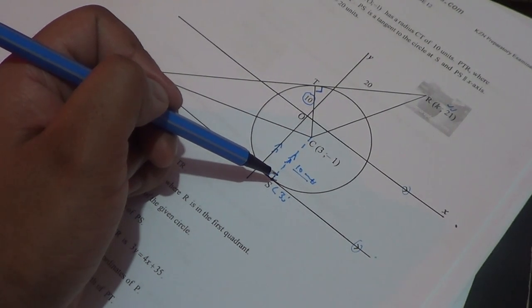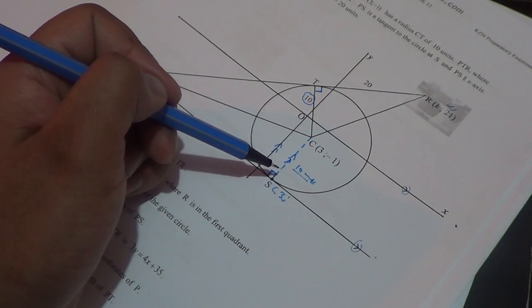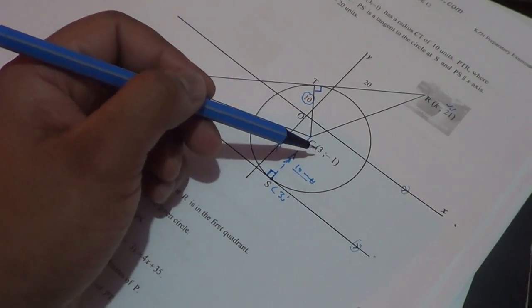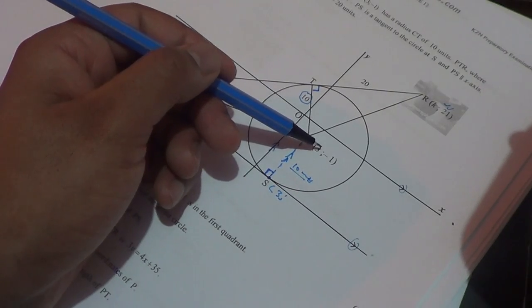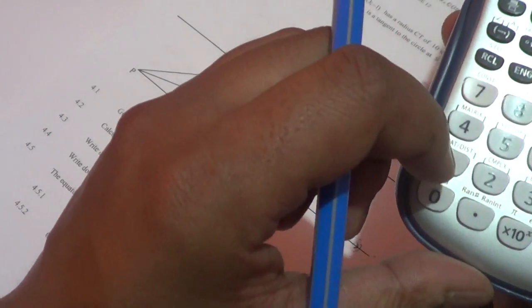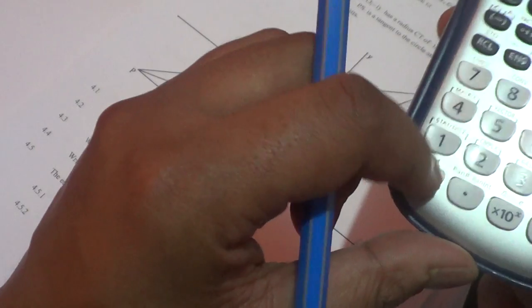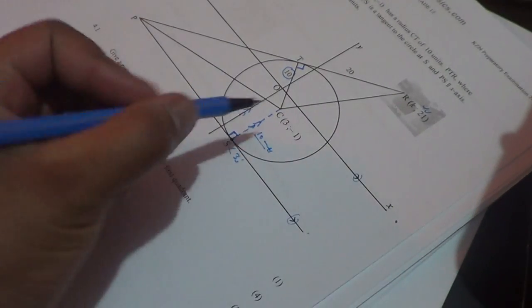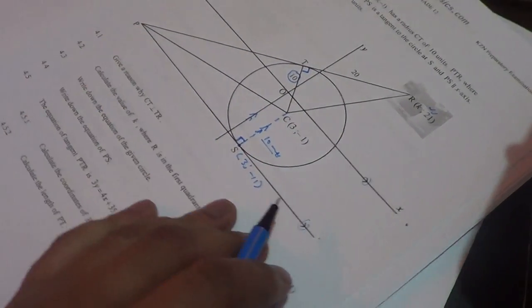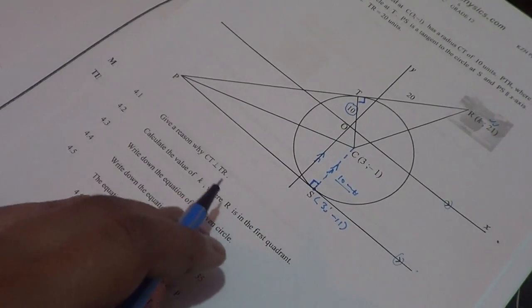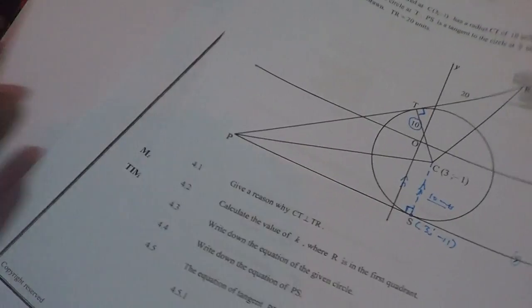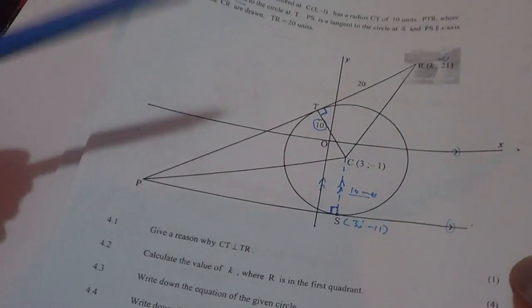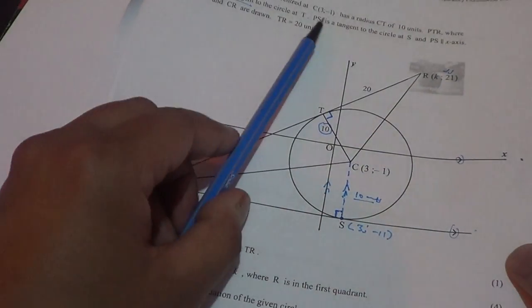If we want 10 units from minus 1, we're just going to take it as 1 plus 10, which is 11. So this is going to be minus 11 by using our radius there. So we already have those coordinates. So always work as best as you can with your diagram before it starts giving you a nightmare.